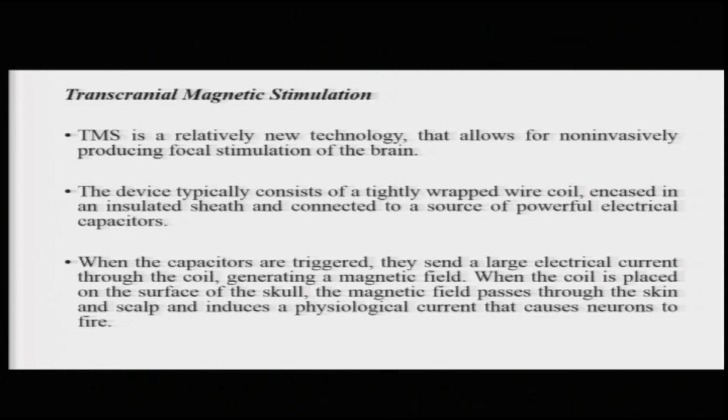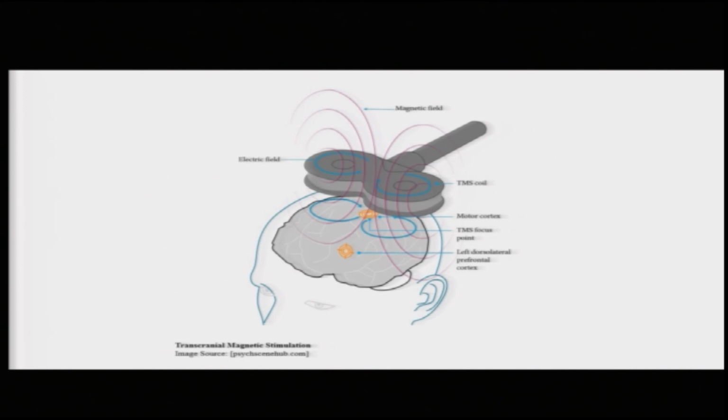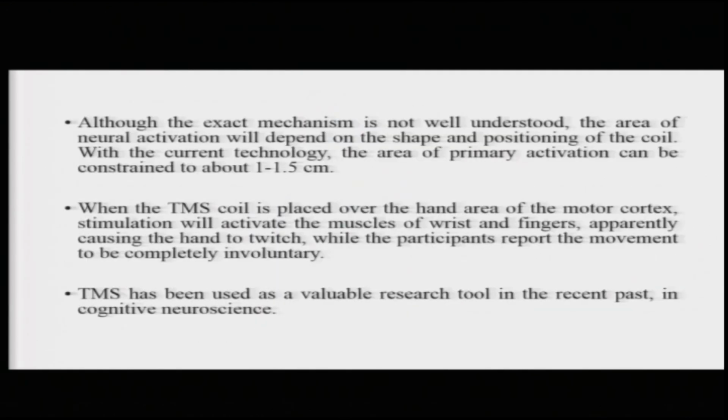Another very interesting new technology is TMS. It's not very new anymore, but it's a relatively new technology that allows for non-invasively producing very focal stimulations in the brain. It's a very interesting device. It consists of a very tightly wrapped wire coil. You can see the device here. A slight current is passed through this wire coil, and it leads to generation of a magnetic field. This magnetic field can temporarily stimulate a focal region of the brain. Basically at the center, as you can see in this setup, the motor cortex is being stimulated, or let's say the left dorsolateral prefrontal cortex is being stimulated. And once you stimulate a particular area, you can measure the consequences of that kind of functioning. That is one of the reasons why TMS has become a very valuable research tool in recent past in cognitive neuroscience.